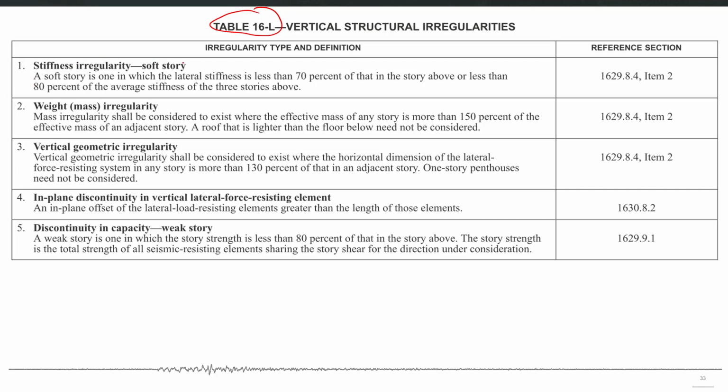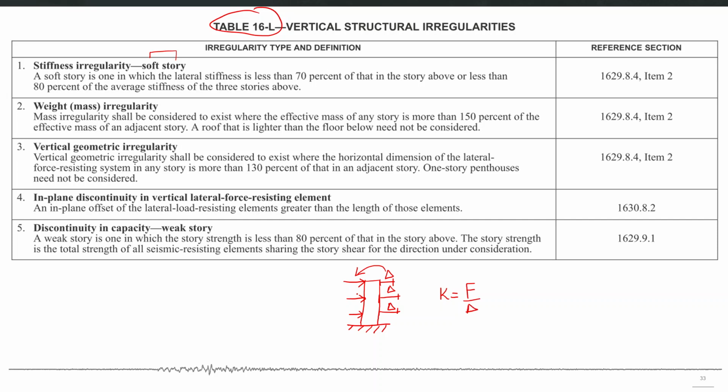For example, the very first vertical irregularity is called the soft story, and it is defined as one in which the lateral stiffness is less than 70% of that in the story above, or less than 80% of the average stiffness of the 3 stories above. The story stiffness is basically the resistance of that particular story against lateral forces. If there is a soft story in the structure, any lateral load analysis, static analysis, can identify that soft story, because you already know that K is equal to force over displacement.